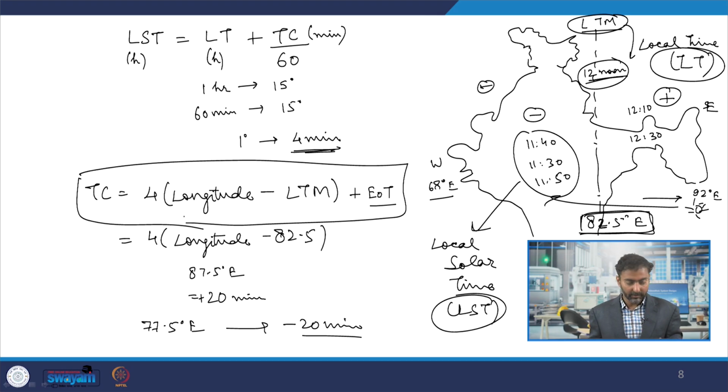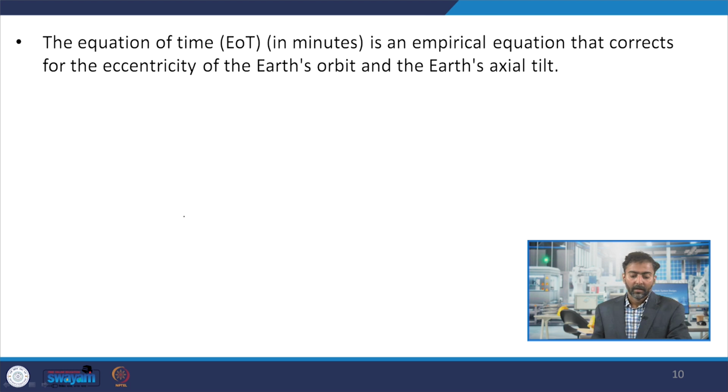And let us see what this EOT, or equation of time, is. The equation of time is again measured in minutes, and it is an empirical equation that corrects for the eccentricity of the Earth's orbit and the Earth's axial tilt. So again, the Earth's orbit is not perfectly circular, there is slight eccentricity, it is slightly elliptical, and the Earth's axis, as we just now discussed, is not vertical, it is tilted at 23.5 degrees. So due to these two factors, there is this empirical equation which has been derived.